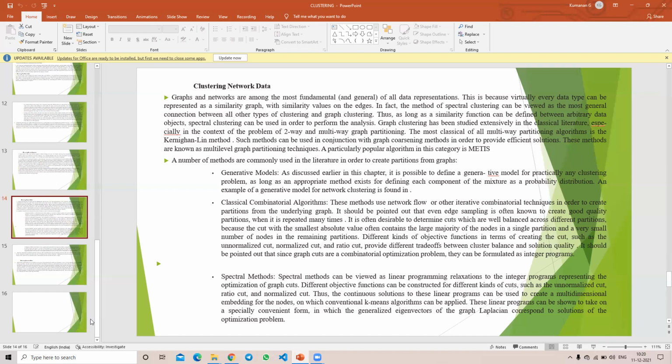Classical combinatorial algorithms. These methods use network flow or other iterative combinatorial techniques in order to create a partition from the underlying graph.